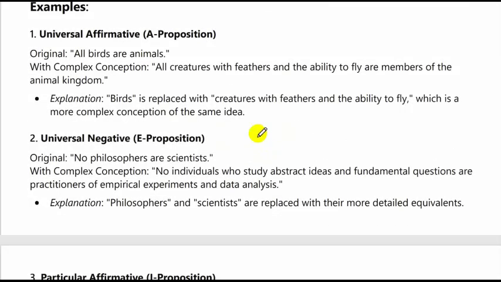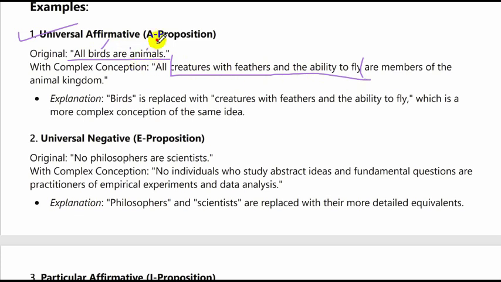Alright, let's look at the examples. Universal affirmative, A proposition: All birds are animals. With complex conception, we change birds into creatures with feathers. We can add our own things, but it should still mean that it is a bird. So bird is replaced with creatures with feathers and the ability to fly. Both of these definitions have been put in for birds. So we have expanded the term birds into its more detailed version.